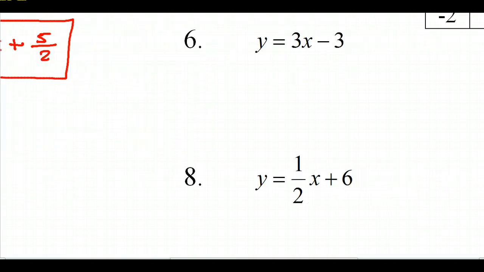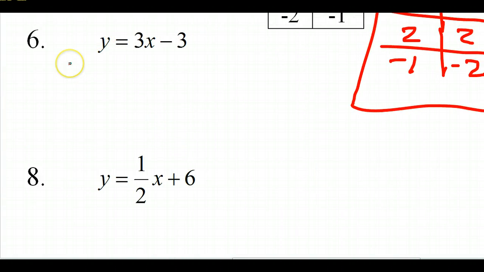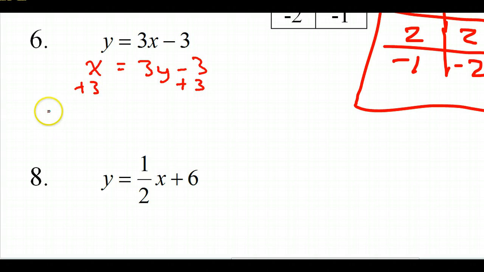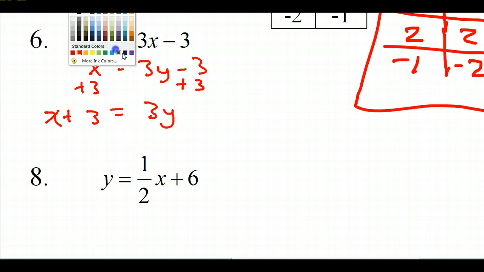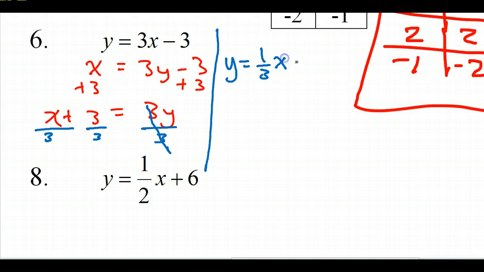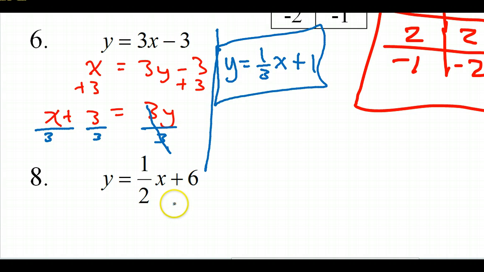Okay. Looking at number 6. So again, just switch x and y and solve for y. So this is going to be x equals 3y minus 3. So just add 3 to both sides. So this will be x plus 3 is equal to 3y. And just divide everything by 3. Here, here, and here. So these cancel out. So the inverse will be y equals 1/3 x plus 1. You could leave it as x over 3 if you wanted to. Any questions on that one?